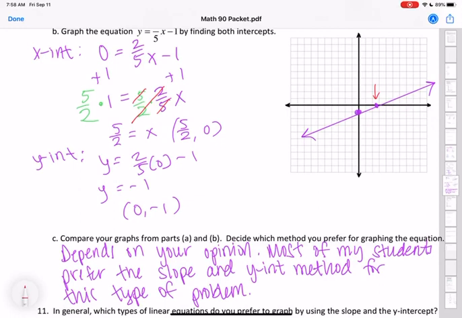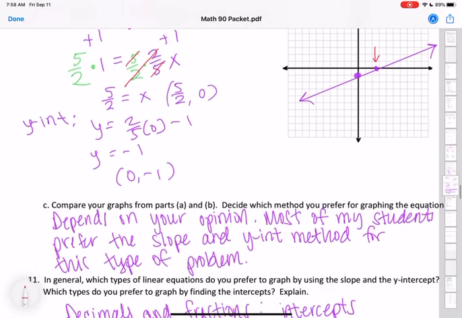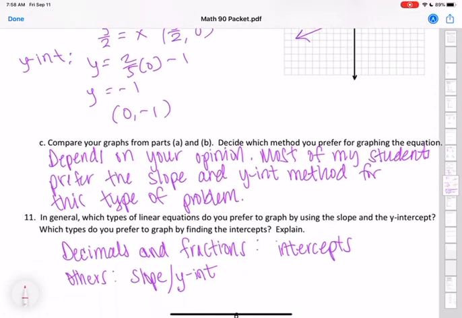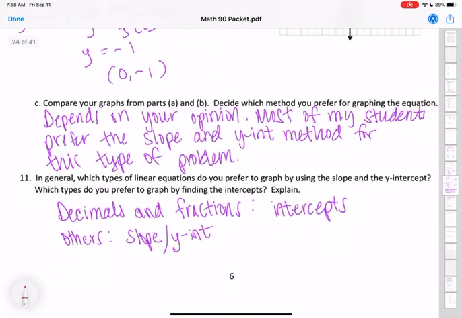So finally, in general, which types of linear equations do you prefer to graph by using the slope and y-intercept? And which types do you prefer to graph by finding the intercepts? It totally depends on the particular problem, but in general, if you have messy decimals or fractions, the intercepts method is usually pretty convenient. And pretty much for everything else, just the standard traditional slope y-intercept is pretty solid. Okay, it works pretty good.